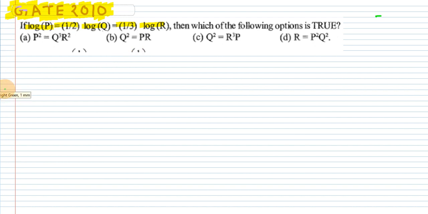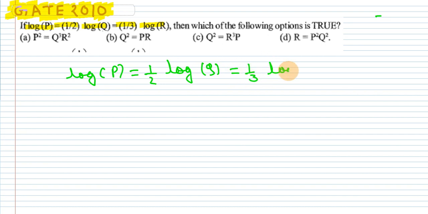For this question, let me write what they have given: log p equals 1 by 2 log q equals 1 by 3 log r, right? What we can do is let this logarithm function be some constant, suppose k, right? And we will find the p value in terms of k. First we will find the p value, similarly for q and r also.